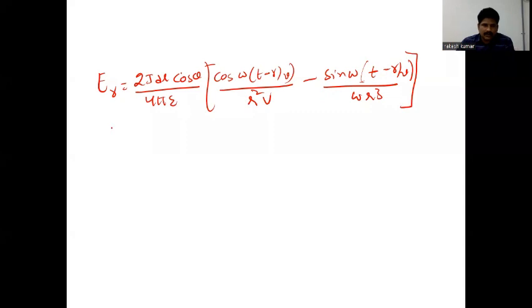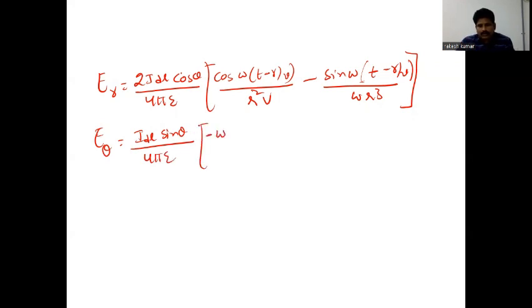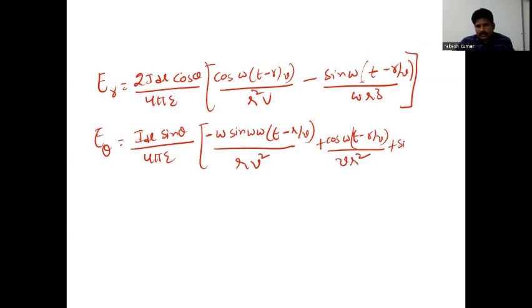So this is the final component for E. Similarly, the E theta component: E theta is equal to I dl sine theta by 4 pi epsilon into minus omega sine omega (t minus r by v) by r v square plus cos omega (t minus r by v) by v r square plus sine omega (t minus r by v) by omega r cube. So this is the Er component. This is the E theta component from electrical.